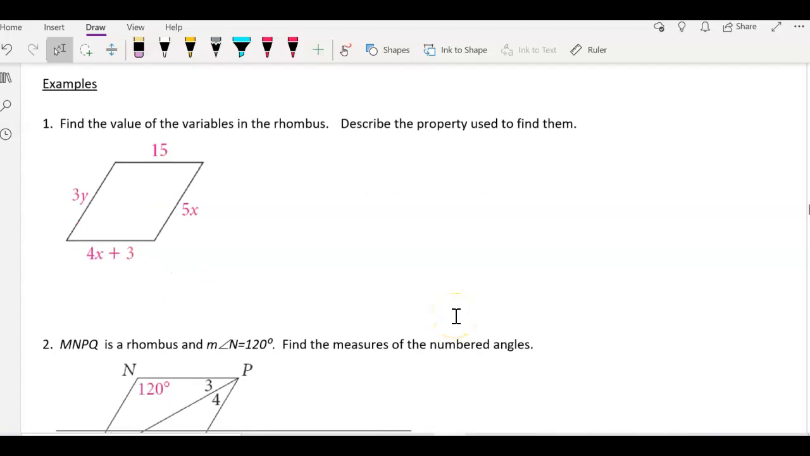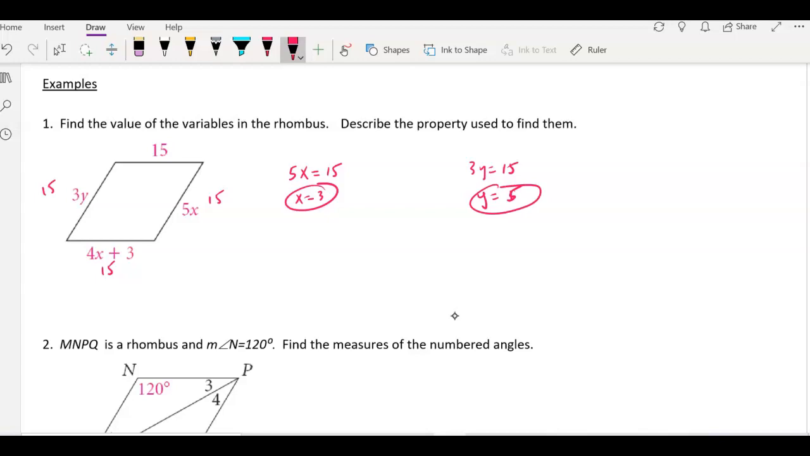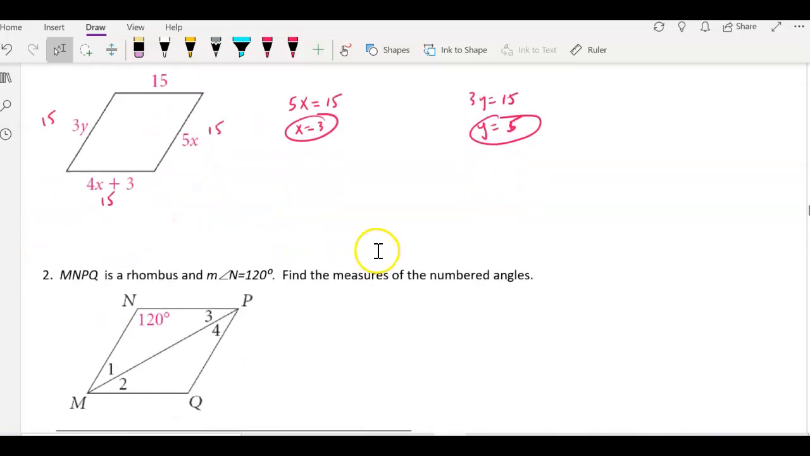So if we look here, the easiest way to find the value of the variables in this rhombus is to notice that all four sides are going to be 15 units long. You can set opposite sides equal to each other, but it's much easier to see that 5x equals 15, so x is 3. Then what does 3y have to equal? 15. So what is the value of y? 5, sorry. Don't make that problem harder than it needs to be. If it tells you it's a rhombus, all four sides are congruent.